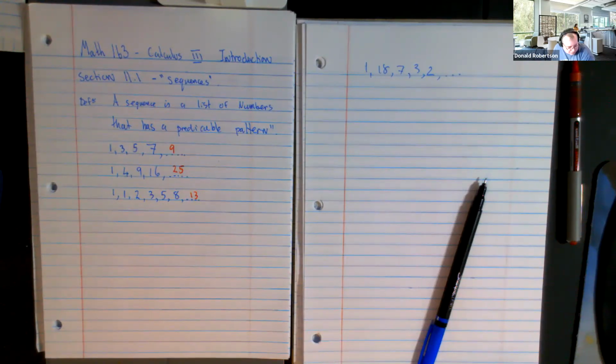So that's really what makes a sequence a sequence. It has a predictability about it, right? There is a pattern there that allows us to predict the next number and then the one after that, and so on.